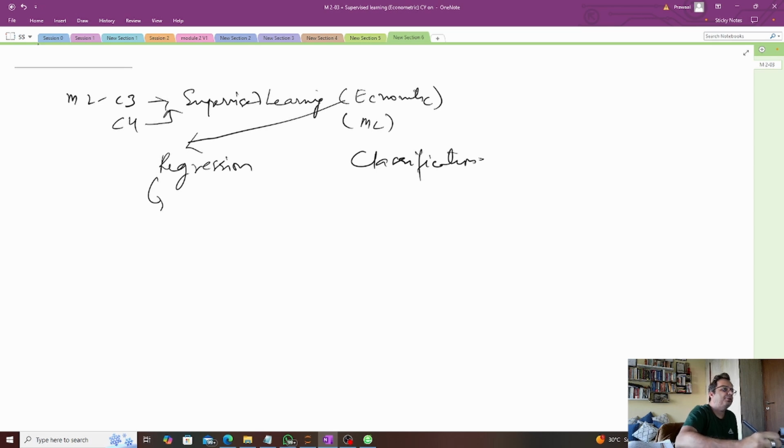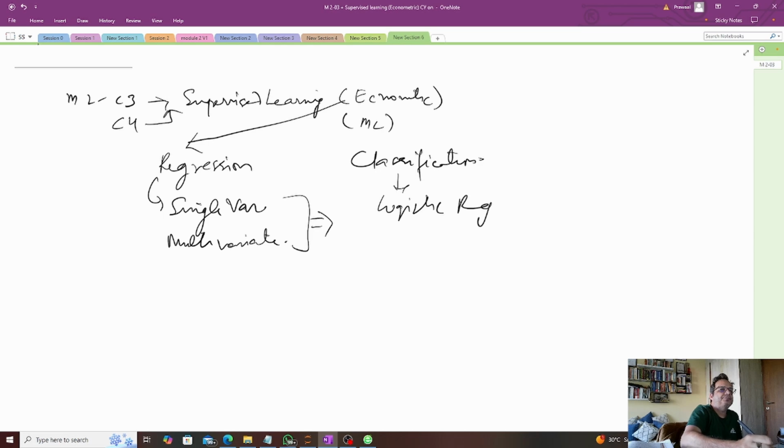Within regression we talk about single variable regression and then multivariate regression, and then we get into the details of single variate and multivariate regression, what this actually means, what are the advantages and disadvantages, etc. And classification, we talk about logistic regression, which is not actually a regression but it's a classification. We'll talk about it, and that's most of this chapter. We'll see if we can finish this in a single video. Otherwise we'll do 40-45 minutes today and the rest later on.